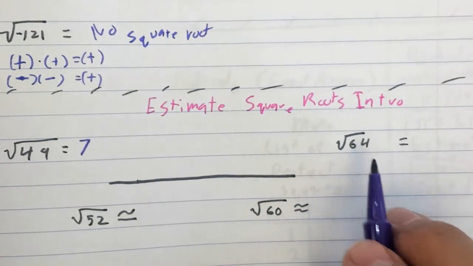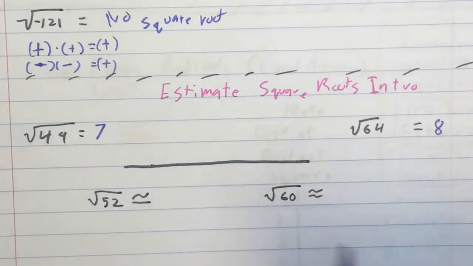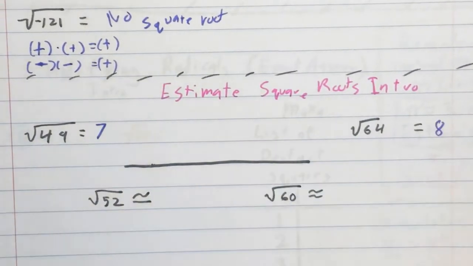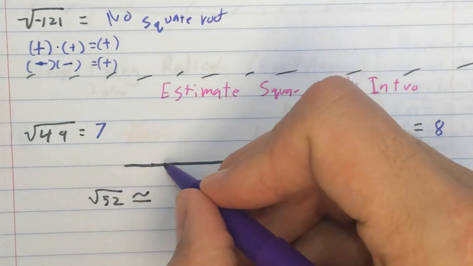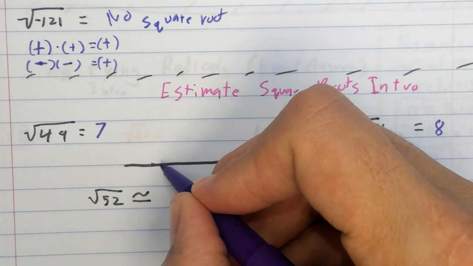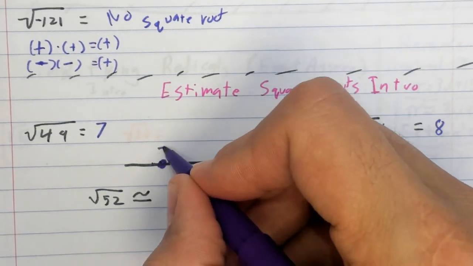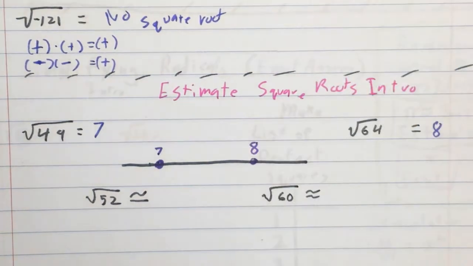64, the square root of 64 would be 8. 8 times 8 is 64. What I'm going to do is actually plot that on this number line I've made, and that's going to help us find these. So I'm going to plot 7 right here, and then I'm going to plot 8 right here.